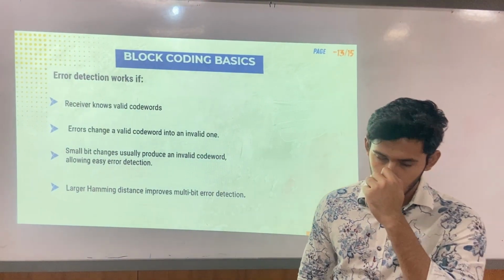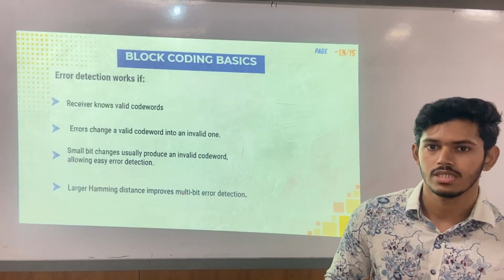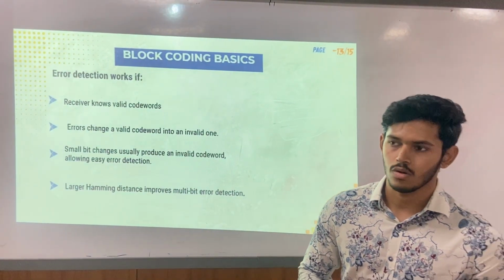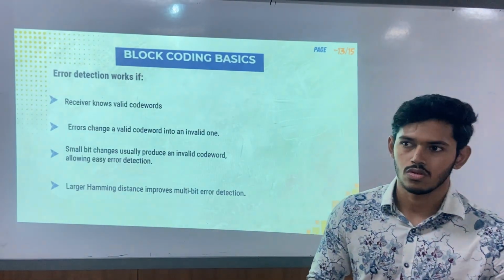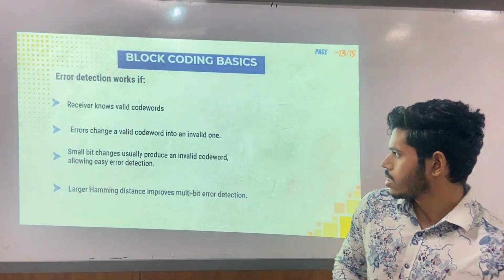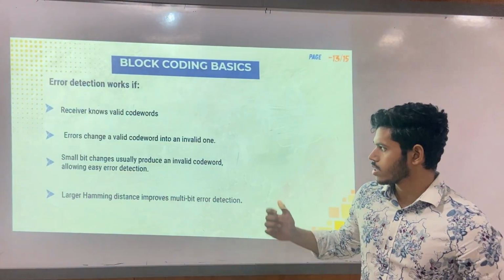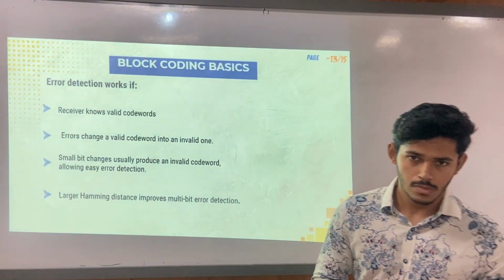Now, in the code word, if there is a little bit of change, it can make a bigger change and the whole code word can become invalid. So we have to keep a look at it. Small bit changes usually produce an invalid code word, allowing easy error detection.